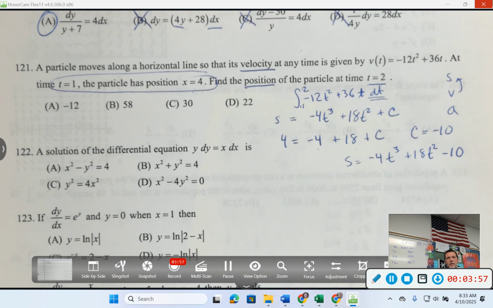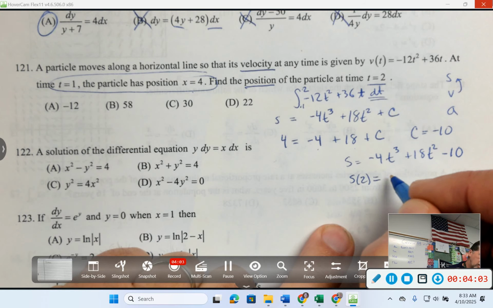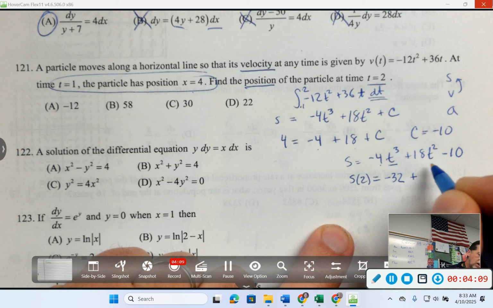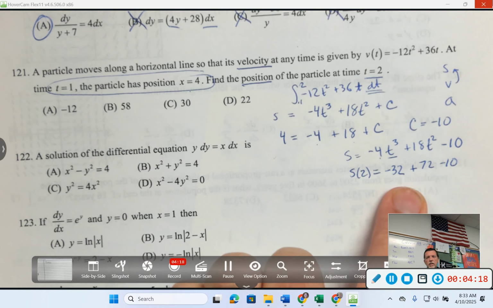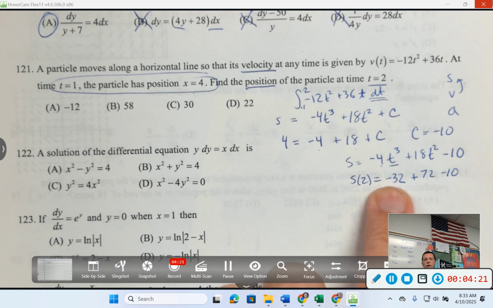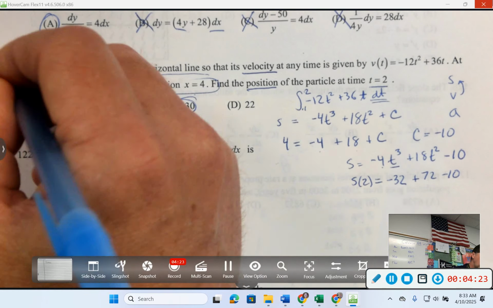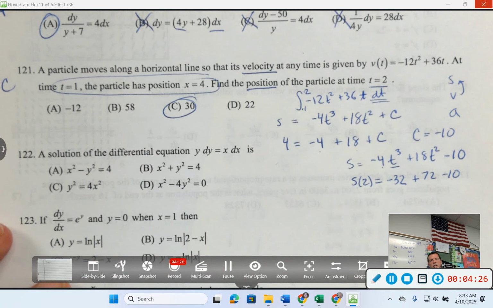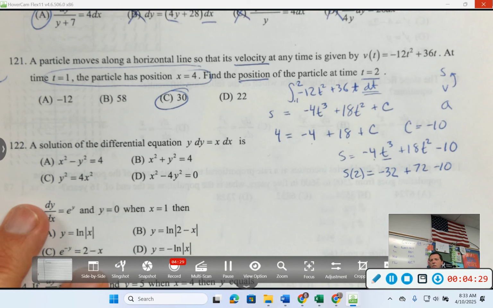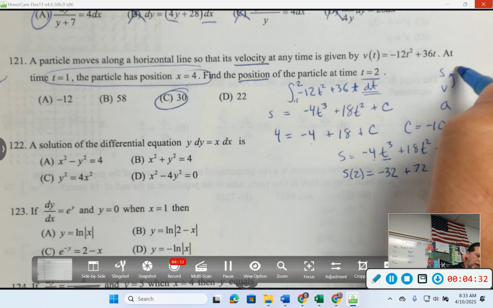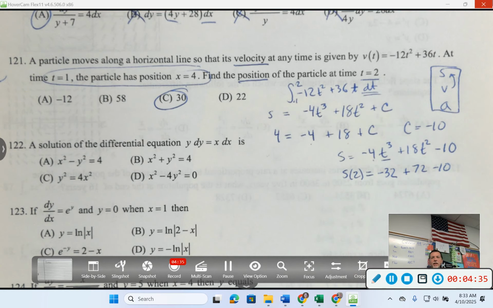Okay, well, what do I do next? Plug in a 2. Done all the hard work. S of 2. See, negative 4 times 8 is negative 32. 18 times 4 is 72. 72 minus 32 is 40. Minus 10 is 30. So a lot of work on that one, but not too bad. You just had to remember the link there, where you take a derivative going down and an antiderivative going up.